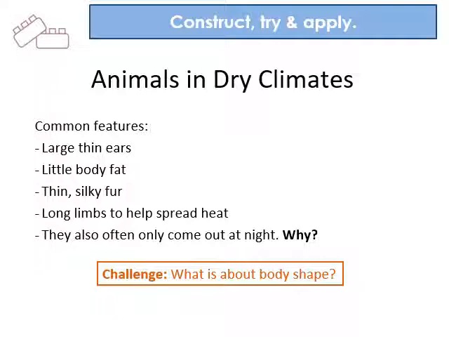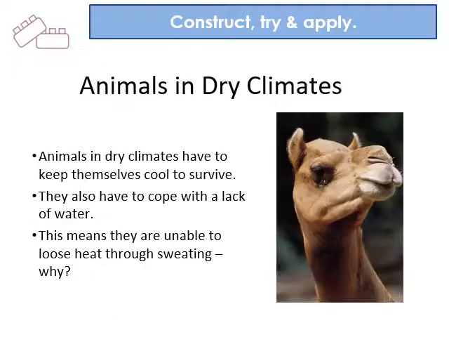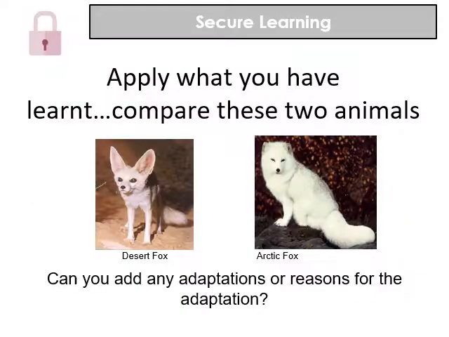I'd also like you to consider their body shape again, as we've done for the cold climate animals. For animals in dry climates to survive, it's important that they're able to keep themselves cool and cope with lack of water. This means that they're unable to lose heat through sweating. Why is that? I'd now like you to apply what you've learnt so far by comparing these two animals, the desert fox and the Arctic fox. The desert fox is a dry climate animal, whereas the Arctic fox is a cold climate animal. Can you add any adaptations and reasons for the adaptations to your answer?